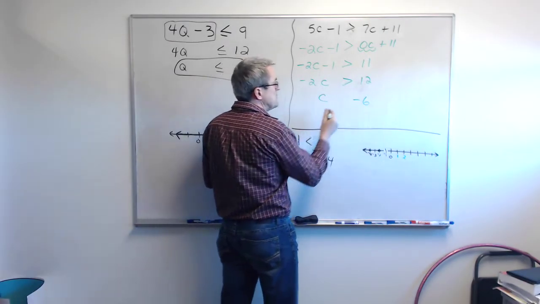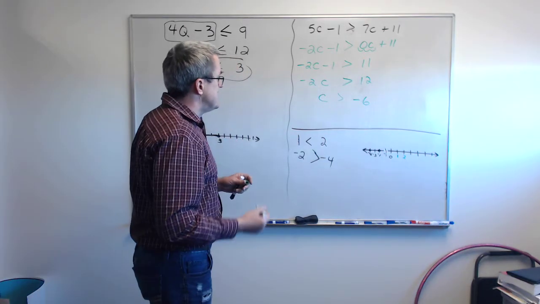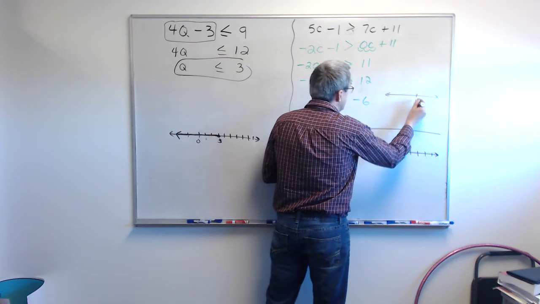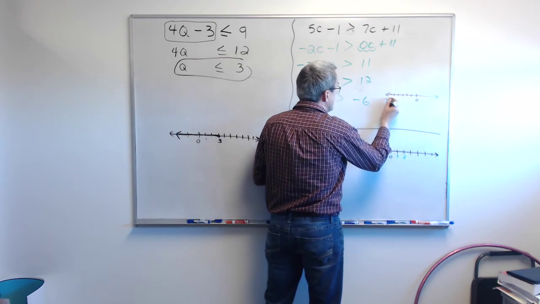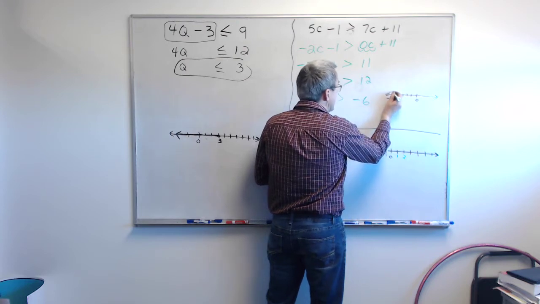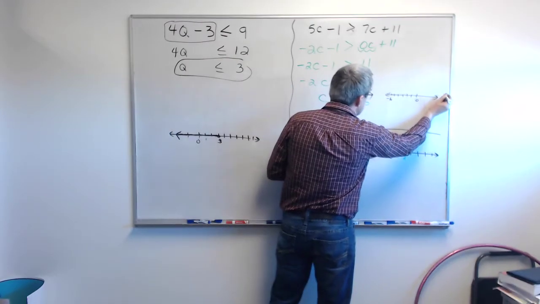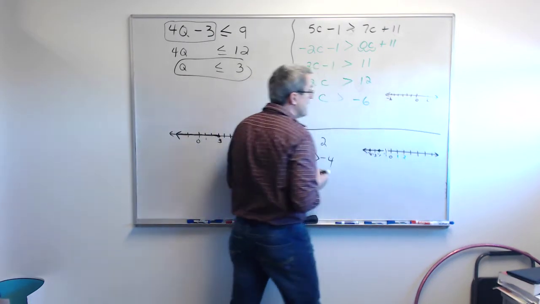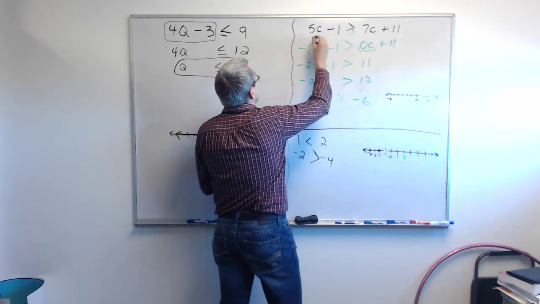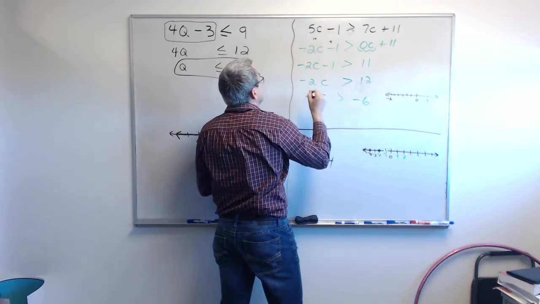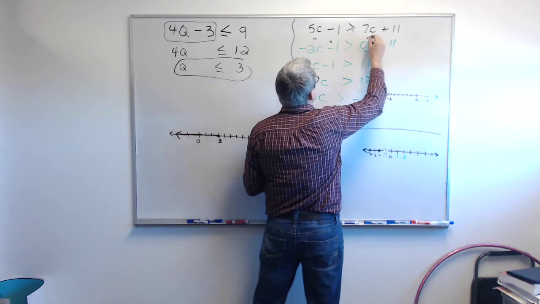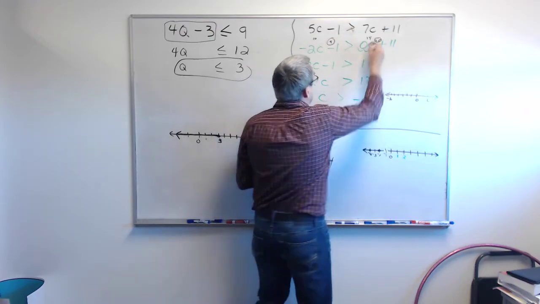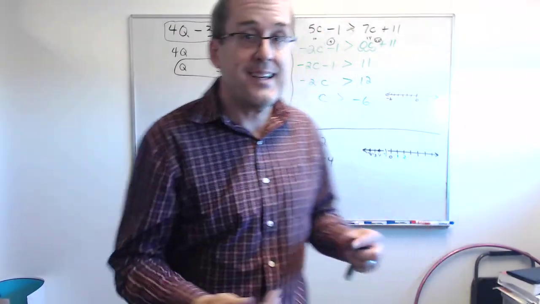Let me show you why. Suppose we didn't. Suppose we said c is greater than negative 6. In terms of the number line, here's what we're talking about. 0, 1, 2, 3, 4, 5, 6. Negative 6 would be here. We would be claiming that anything on this side of negative 6 would be true. Let's just do a quick check. Like 2 is over there. What's 5 times 2? 10. What's 10 minus 1? 9. What's 7 times 2? 14. What's 14 plus 11? 25. Is 9 really greater than 25? No. 9 is less than 25.